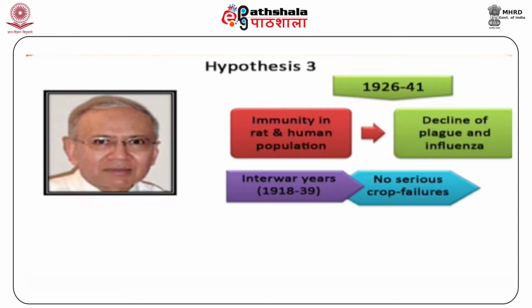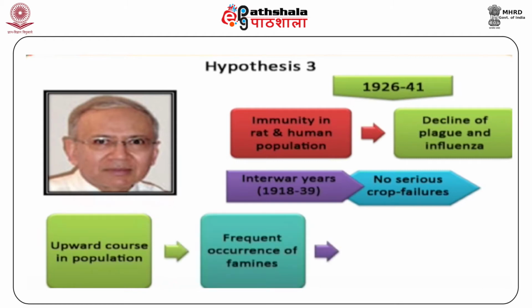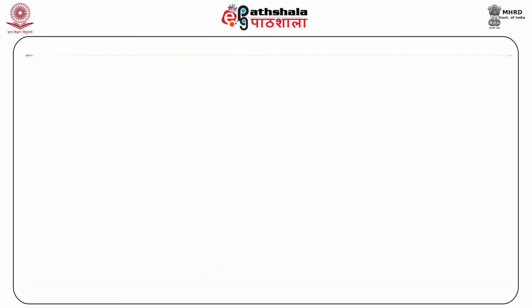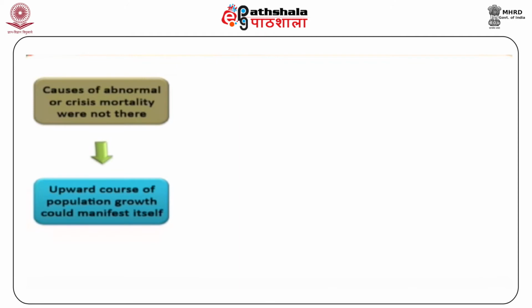Through much of the 19th century, population had maintained an upward course, but the frequent occurrence of famines, epidemics, etc., causes of crisis mortality, had hindered or hampered that upward course till about 1920. After 1920, such occurrences were not there, that is, causes of abnormal or crisis mortality were not there, so that the upward course of population growth could manifest itself without being hindered or hampered.